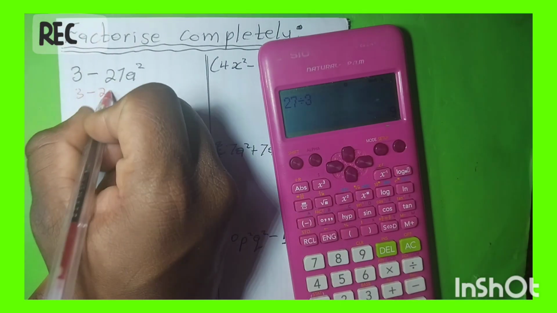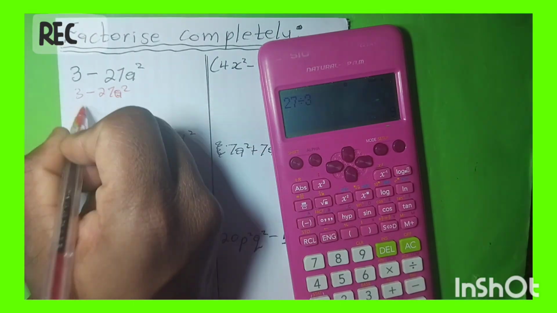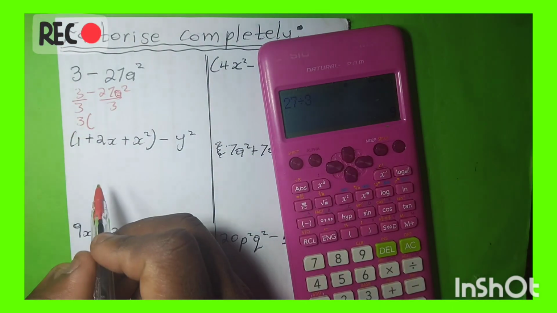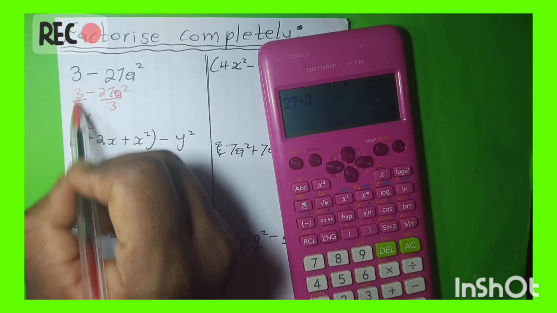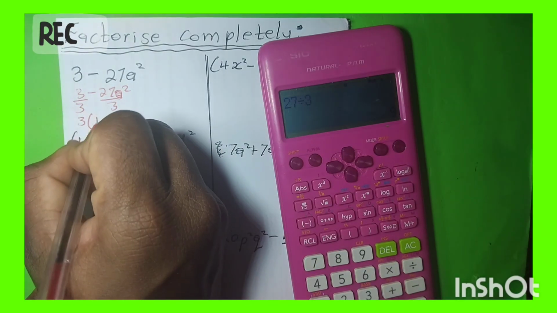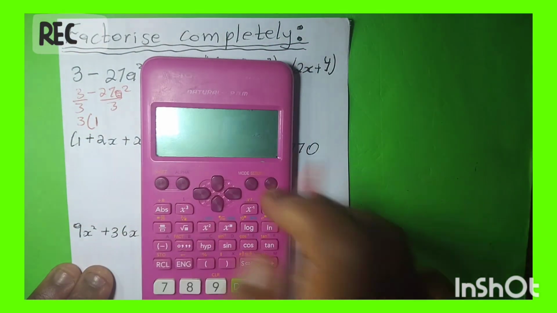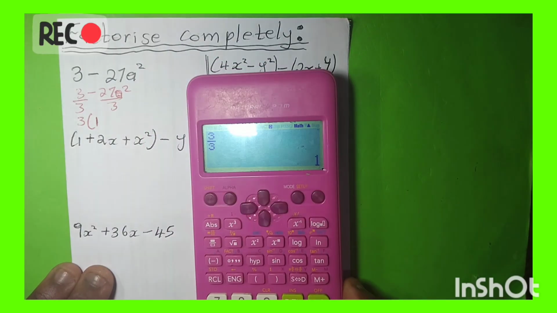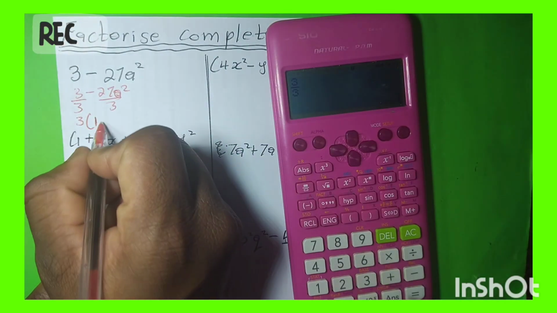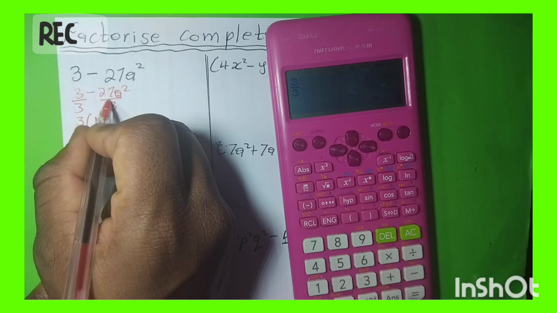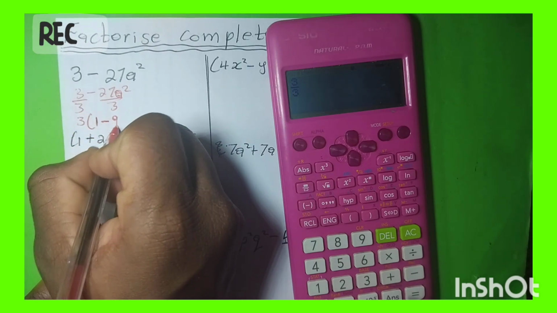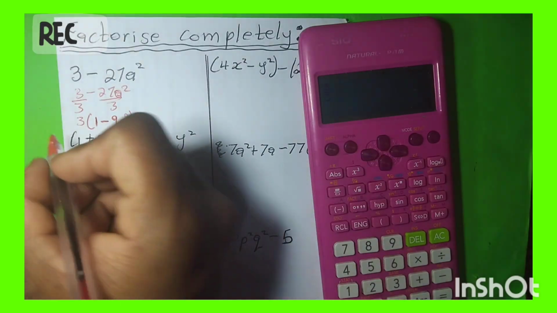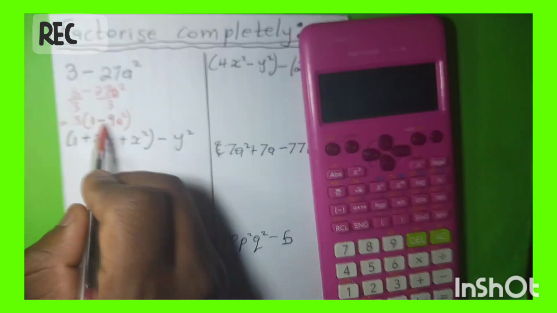So this is how you take that common factor. You write the 3 as your common factor, then you divide by 3. If you divide 3 by 3, you will get 1. You can even use a calculator. 3 divided by 3, there you will get 1. Then you can say minus, then 27 divided by 3, we already know that it's 9. Then close the bracket. So this is your first step, by the way.